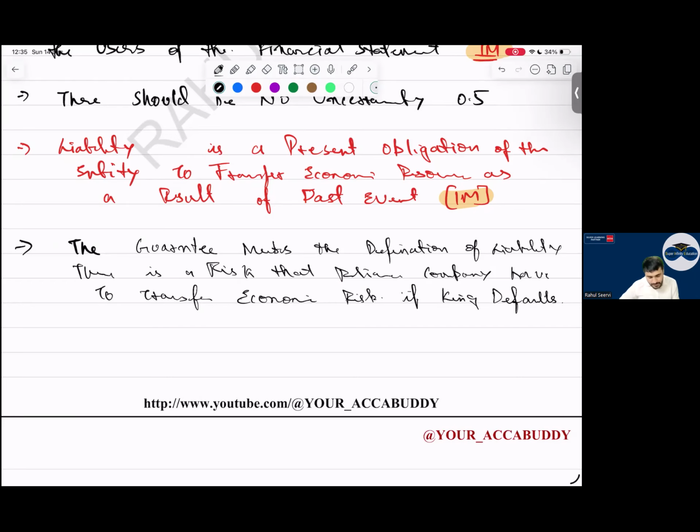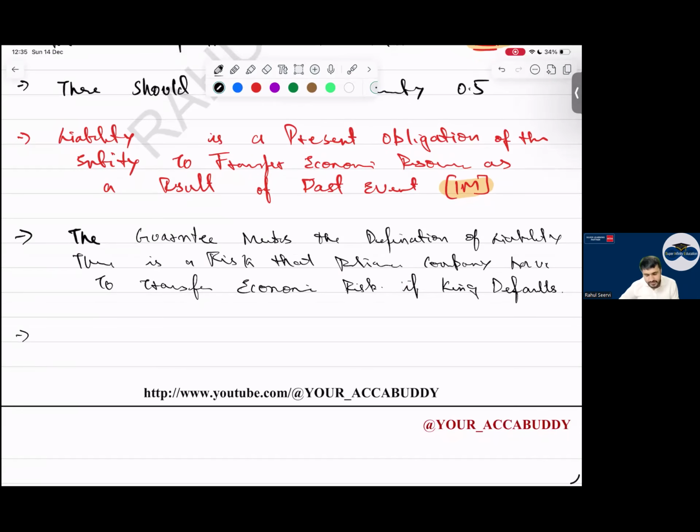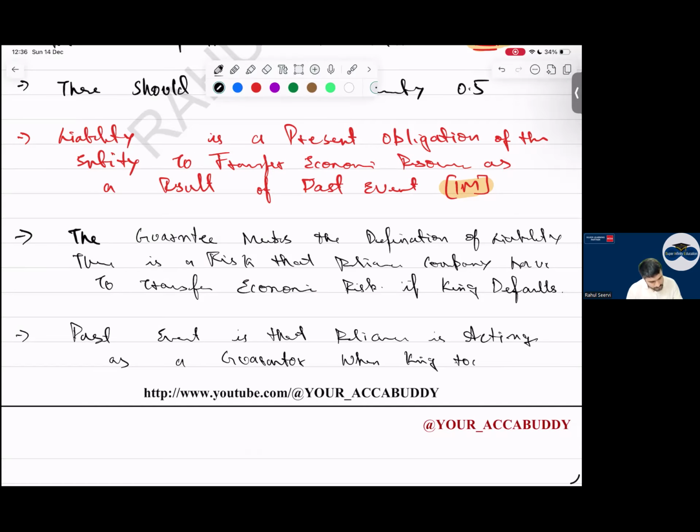Then what is the next point? Is there a past event? How can we confirm the past event, beta? Can I say the past event is that Reliance company has given a guarantee, or Reliance company is acting as a guarantor? Reliance company is acting as a guarantor when King took the loan. Simple, sir. Yes, sir. So it is a liability.